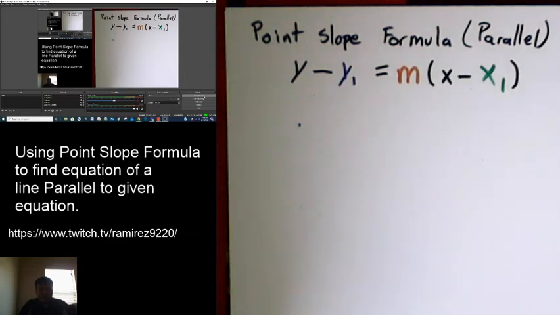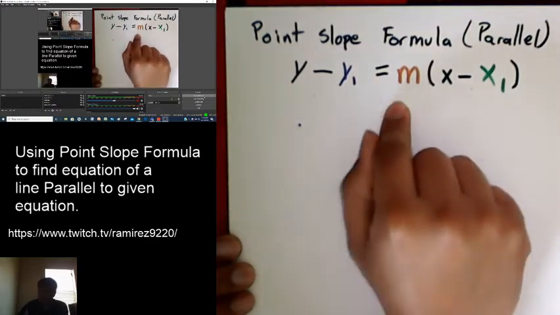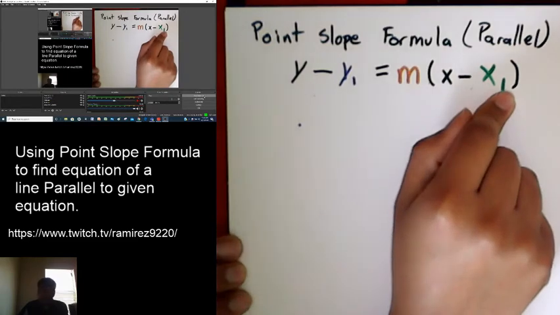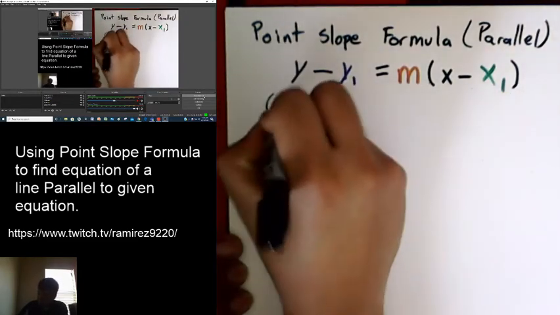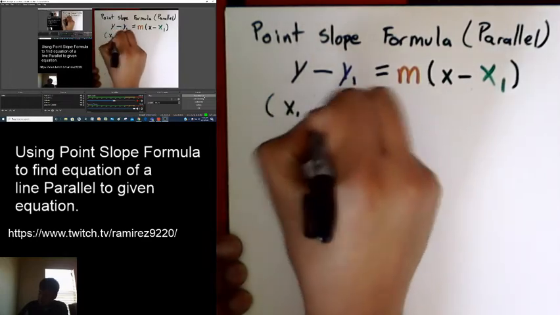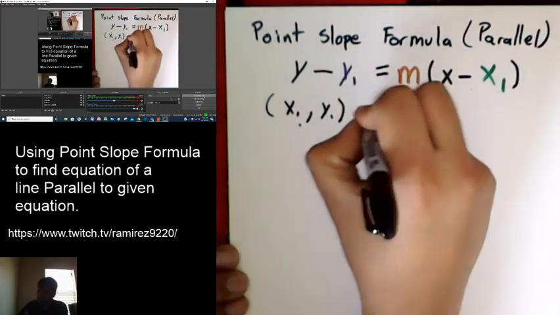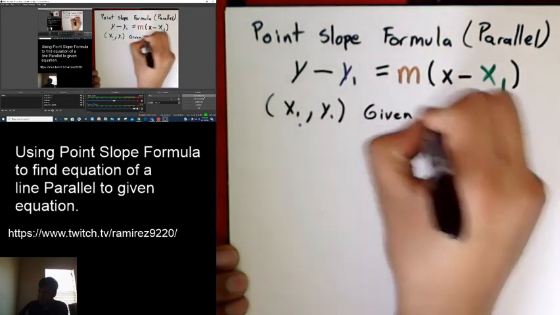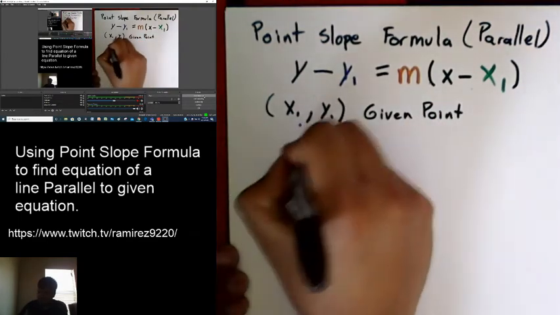A quick little video that you guys can use as reference. So now the point slope formula looks like y minus y1 is equal to m, x minus x1, where the coordinates x1, y1 are usually the point that they want you to go through, okay? So this is usually your given point, and m is obviously your slope.